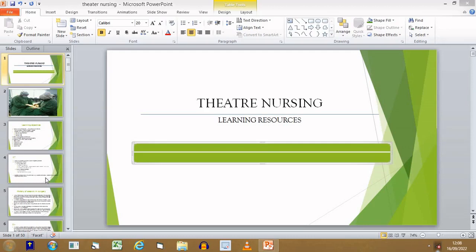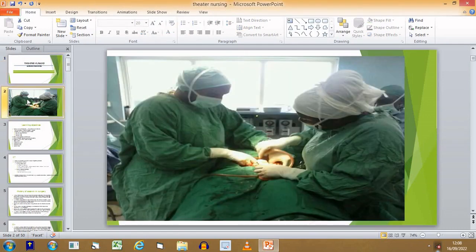Today we are talking theater nursing. So let's start with the definition of terms. What do you understand by the term theater? Theater is a room in a hospital in which surgical operations are performed. You know, in a hospital, the surgery is done.